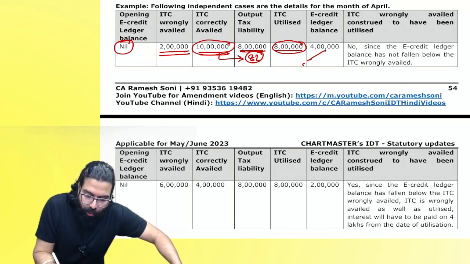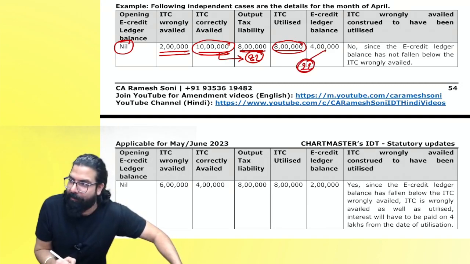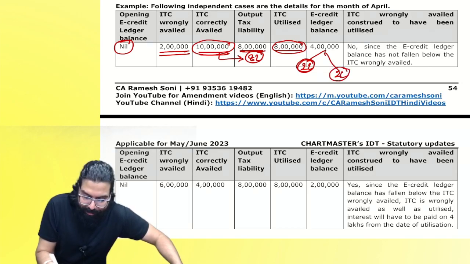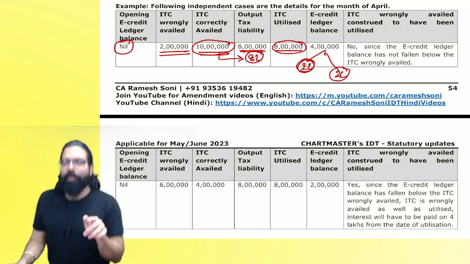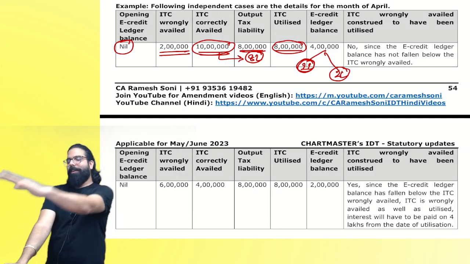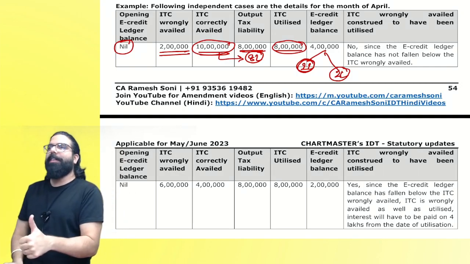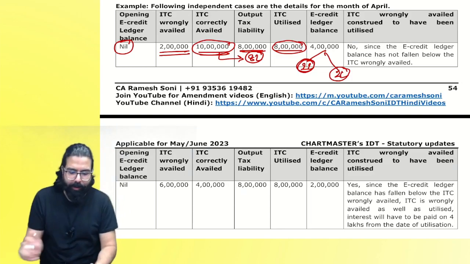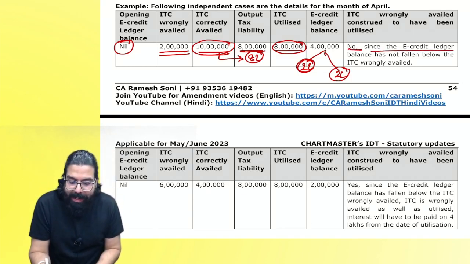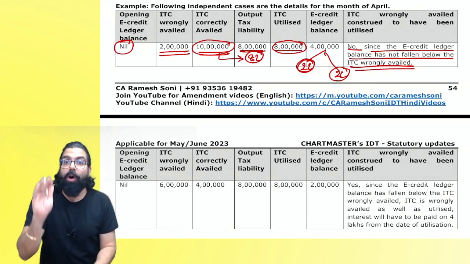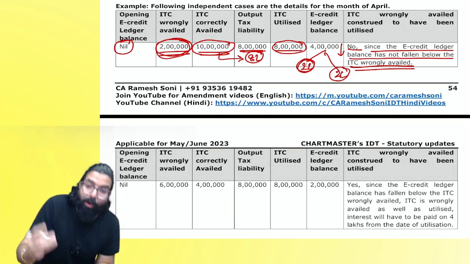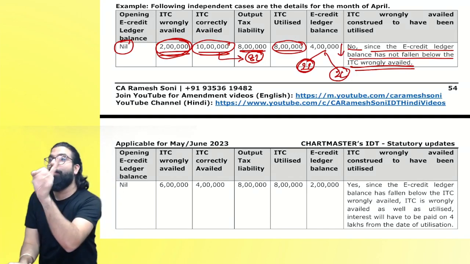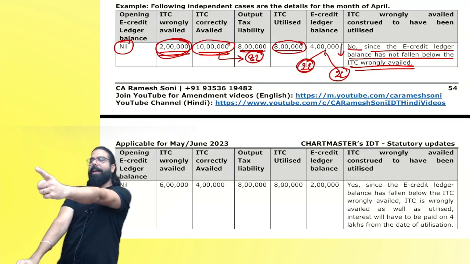Now, in the balance, 2 lakh is the good amount of ITC remaining and 2 lakh is the bad ITC. Did I use the bad ITC? Do I have to pay any interest? No. Did you guys understand this, everyone in the class? No, since the e-credit ledger balance has not fallen below the ITC wrongly availed. How much is the wrongly availed? If your credit balance had fallen below 2 lakh, that means you have used your wrong ITC. Did you guys get it, everyone?